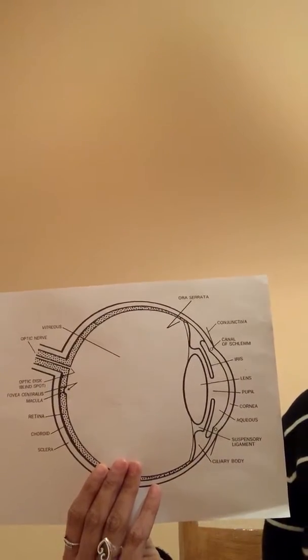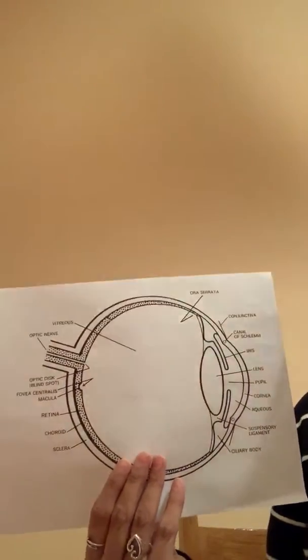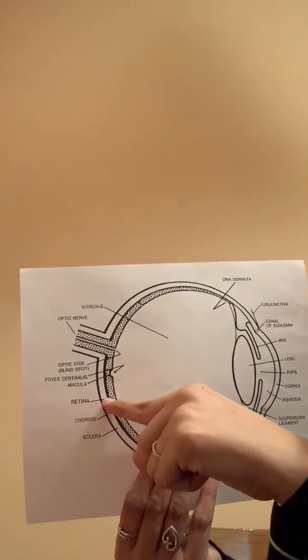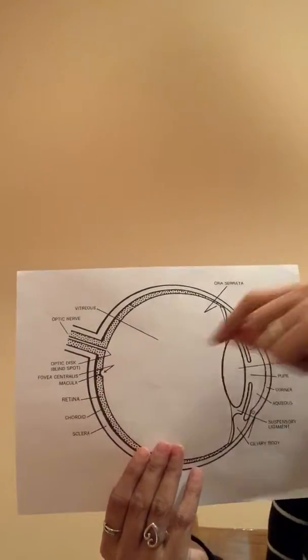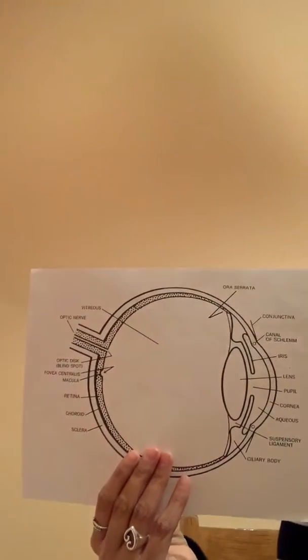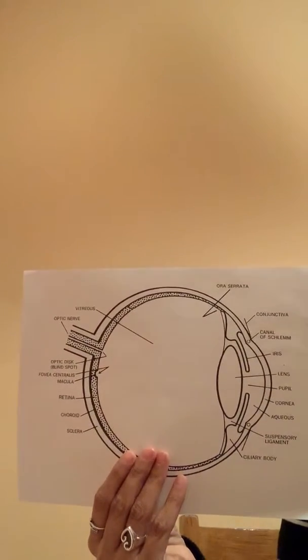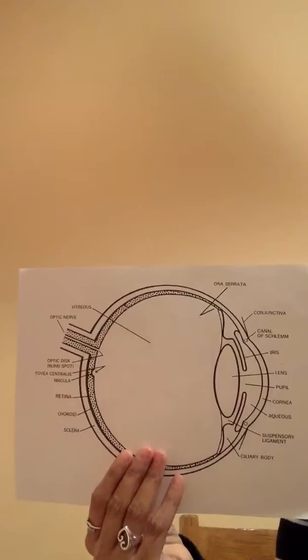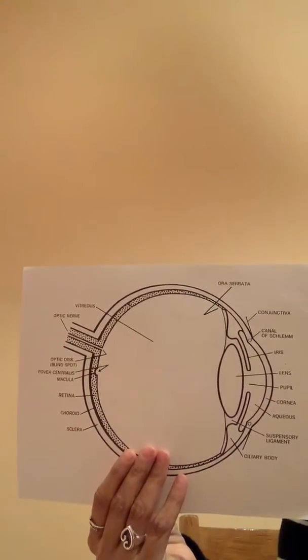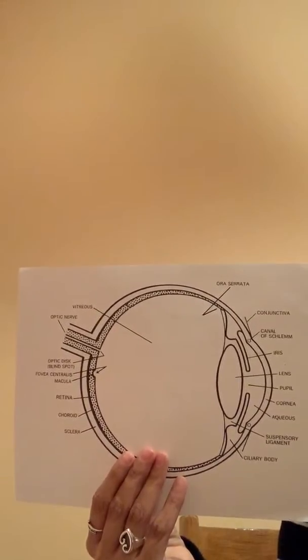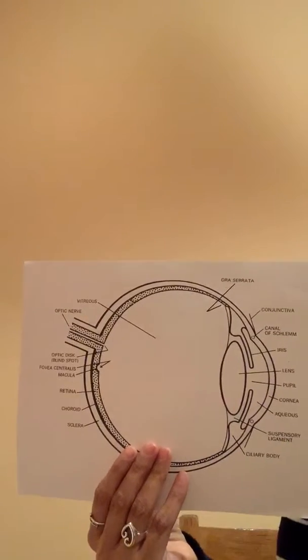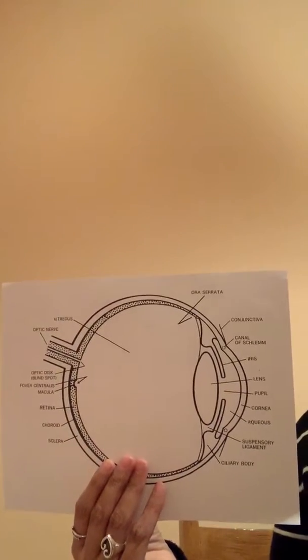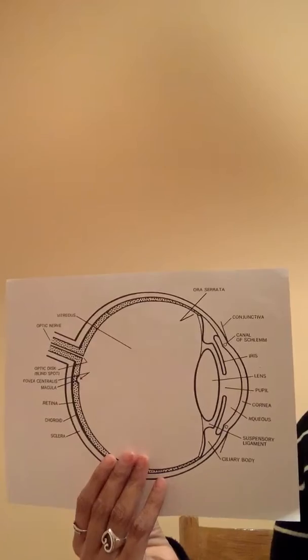Then we have the retina right in there, the retina. And this is the inner lining of the back of the eye, and it contains photoreceptors that receive light rays and convert them to impulses that go to the brain through the optic nerve.